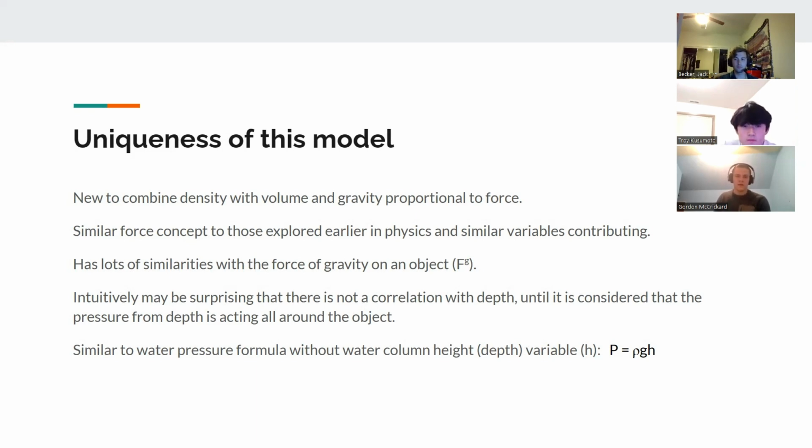Intuitively, it may be surprising that there's no correlation with depth, until it is considered that the pressure from depth is acting all around the object, both below, above, and to the sides. This is similar to the water pressure formula, which includes the water column height: pressure equals rho times Earth's gravitational constant g times h, the height of the water column.